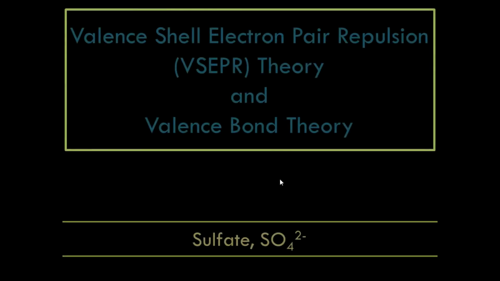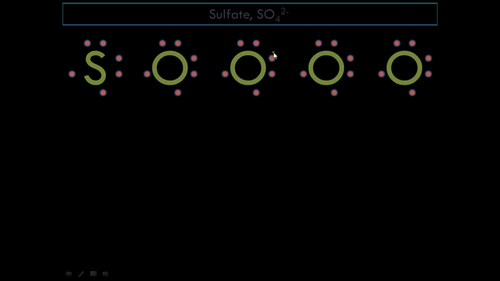Sulfate ion. We are going to predict the correct Lewis dot structure using formal charge computation repeatedly for this one. Sulfate ion is composed of one sulfur atom, four oxygen atoms, as you can see here, and it has an excess negative charge of 2. So that means it has an excess of 2 electrons.